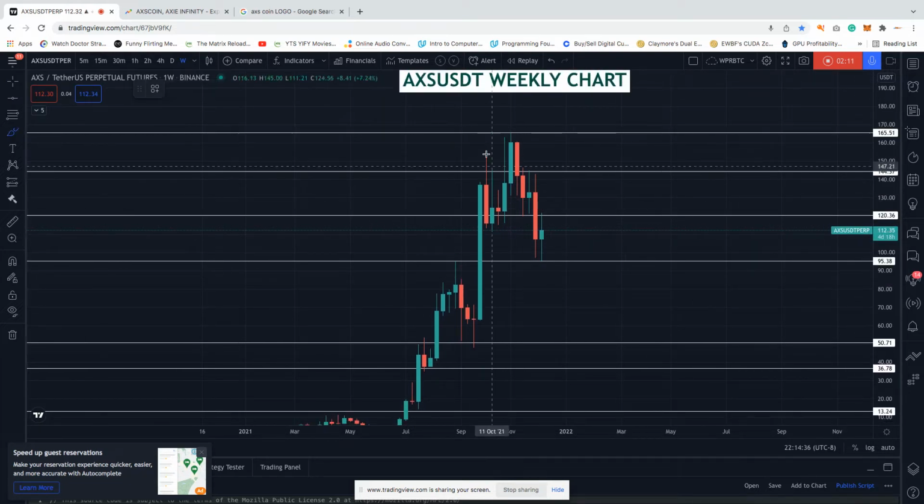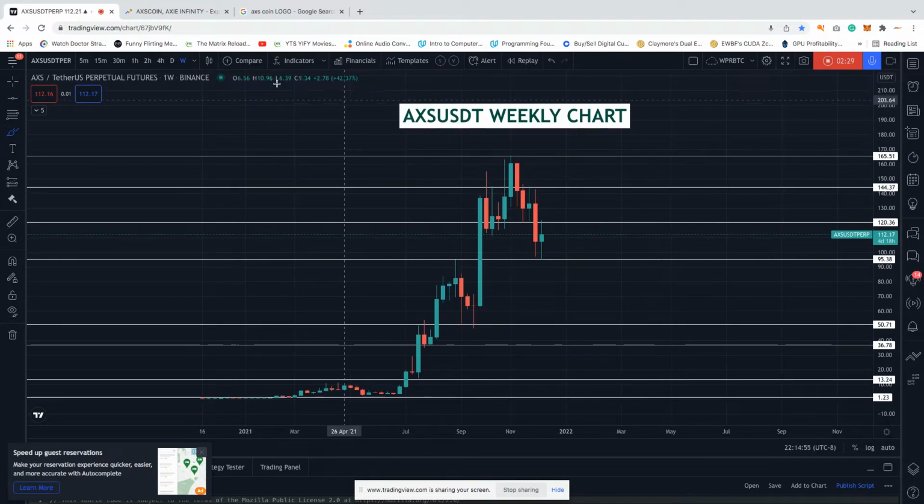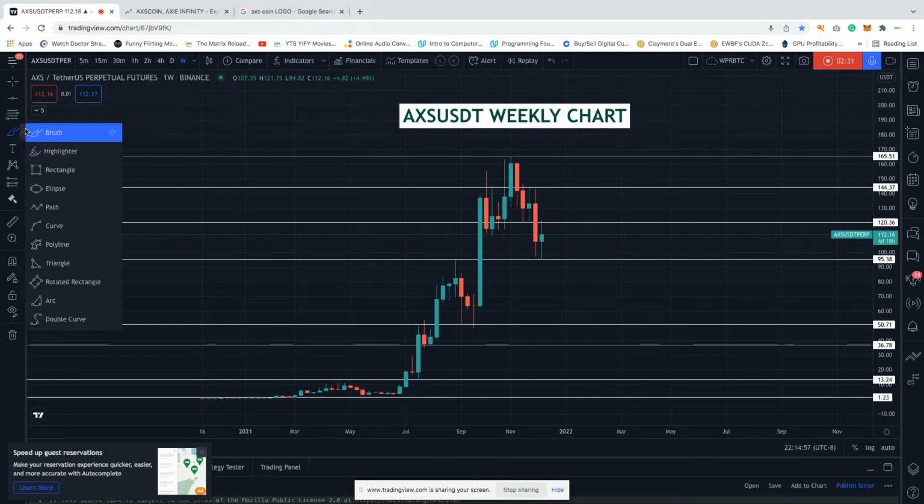How do I treat this point? If this is the support, then why did it break the support? Just like this point, just like this point. This is the reason why I don't treat support as a line. I treat support as an area. So now let's start looking for the areas of importance.